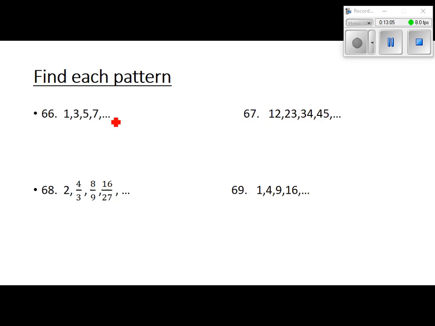Problem 66. What do they ask you for? The next three numbers? I don't have the answer. Can I use the restroom? They ask you for the next three numbers? Next two. Next two? But hurry.